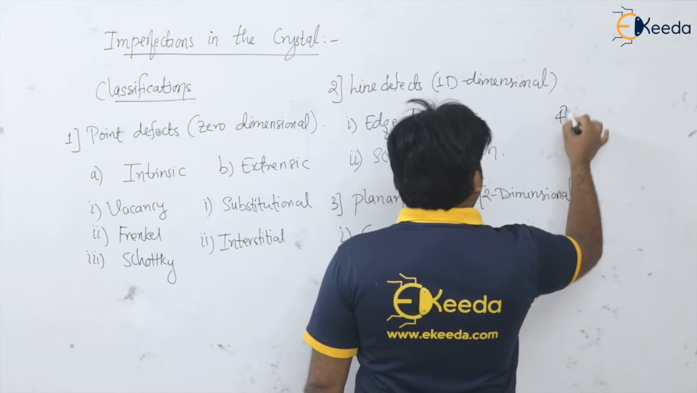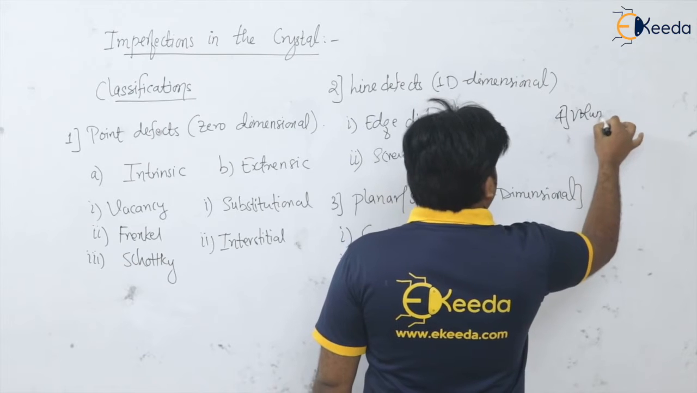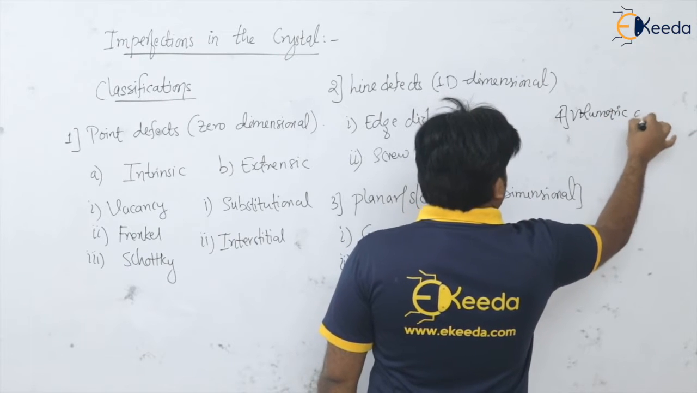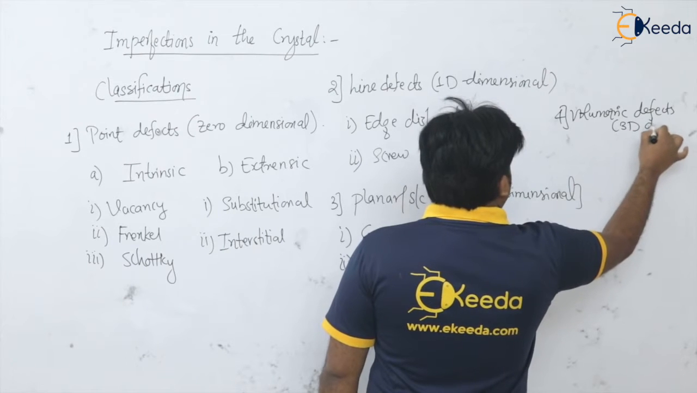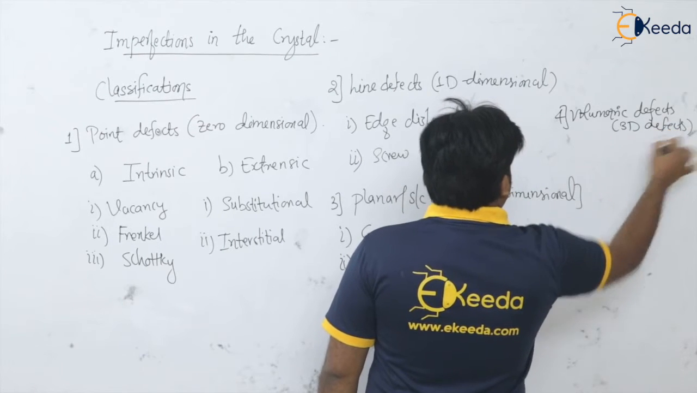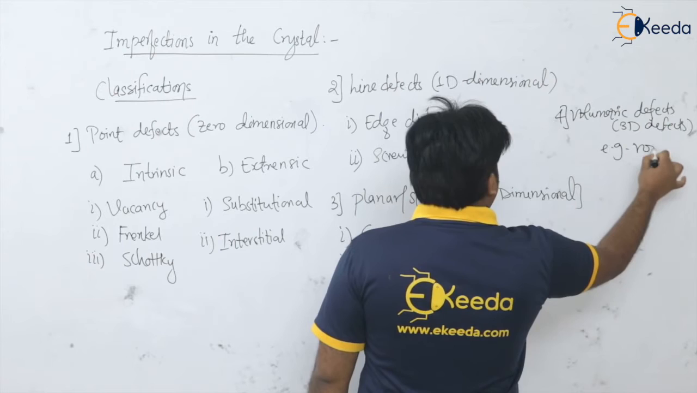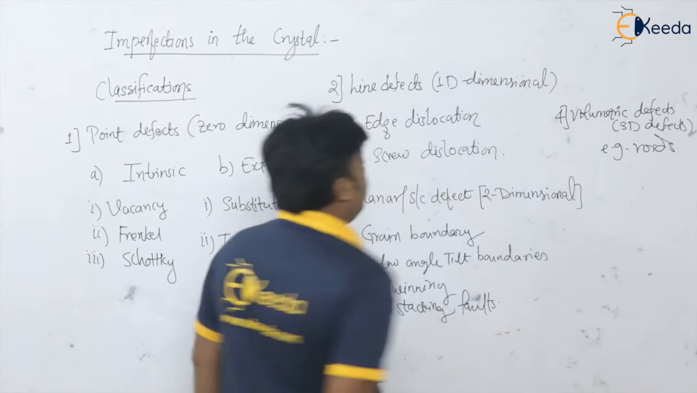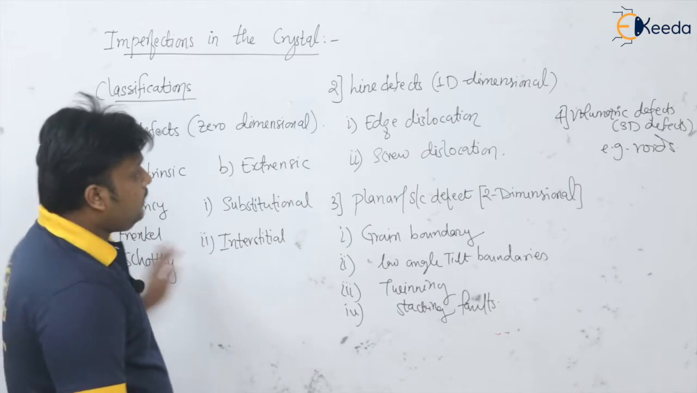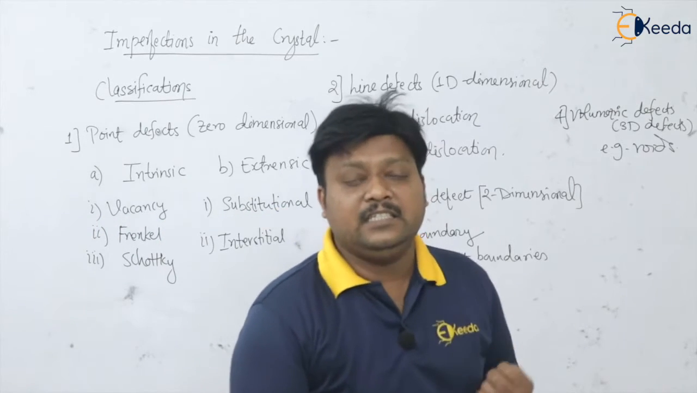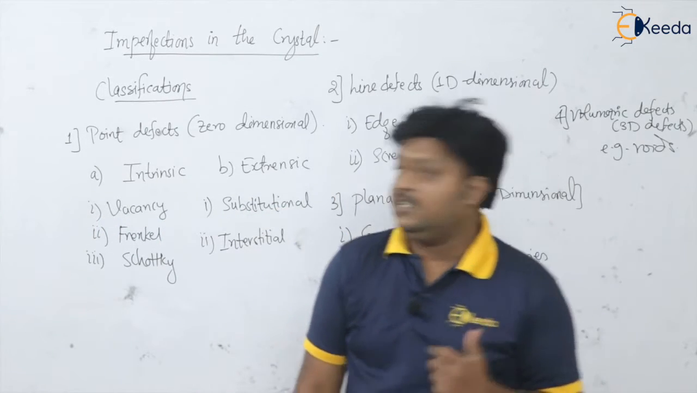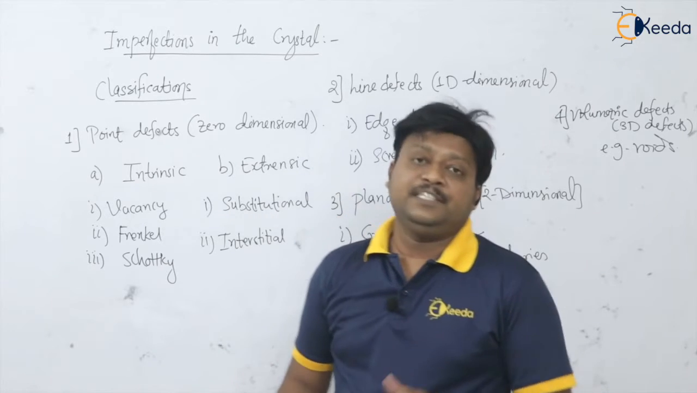And fourth one we are having, that is the volumetric defect, which we can know as the 3D defects. Take the example of voids. So these are the defects in the crystal, or the imperfections in the crystal, we are going to see.